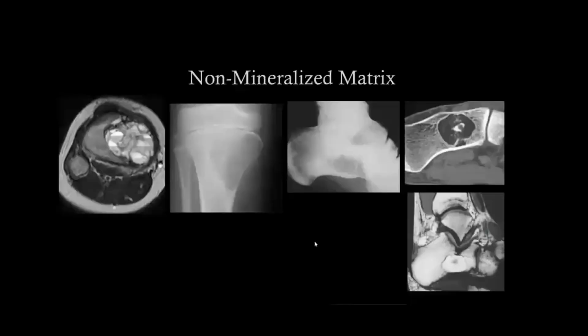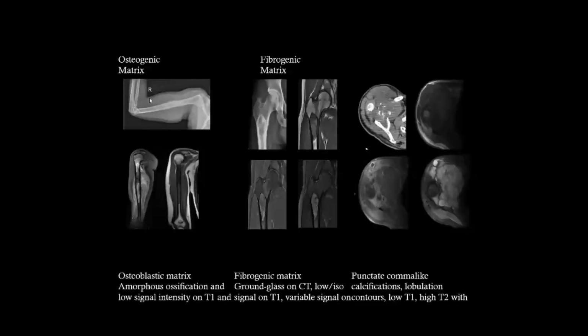Okay. This is a non-mineralized matrix, for this intraosseous lipoma of the calcaneum and this aneurysmal bone cyst. This is not giant cell tumor because you can find the physis. Okay. Osteogenic matrix: this is just a collection of images for an example of osteogenic matrix and the fibrogenic matrix, and the calcifications, and this chondrogenic matrix, like the chondrosarcoma.